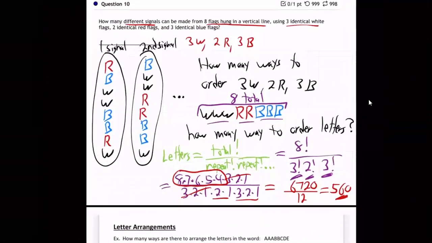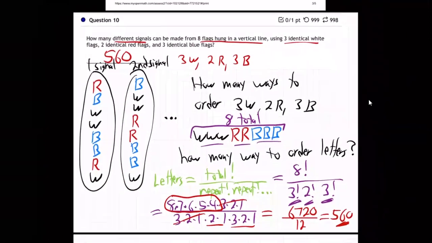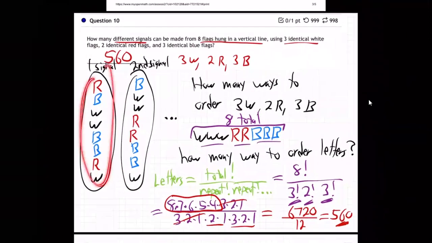Surprisingly, there's 560 different ways you can order these 8 flags, or order the letters in a word with 3 W's, 2 R's, and 3 B's. It's amazing. 560 different signals you could send based on the order in which you put the red, white, and blue flags.